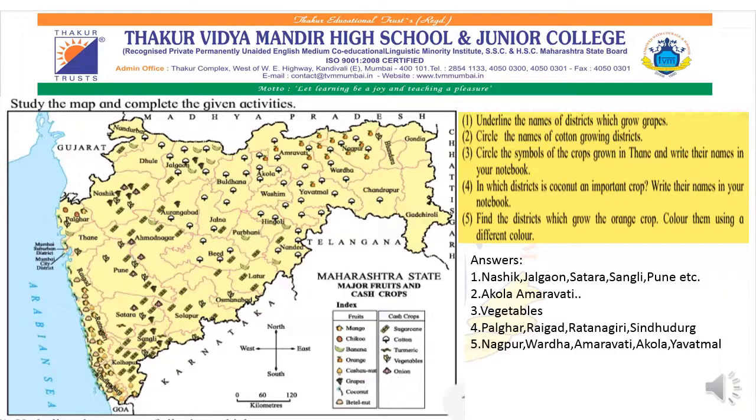And the fifth question, find the districts which grow the orange crop. Color them using a different color. In the textbook you have the map. So the answer is Nagpur, Wardha, Amravati, Akola, Yavatmal. These districts are growing the oranges. So this way we can read the map and write the answer for it.